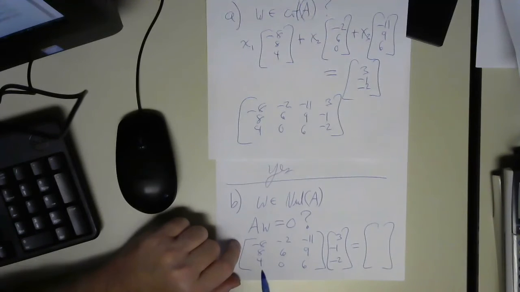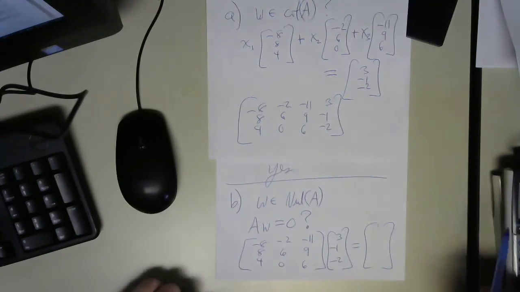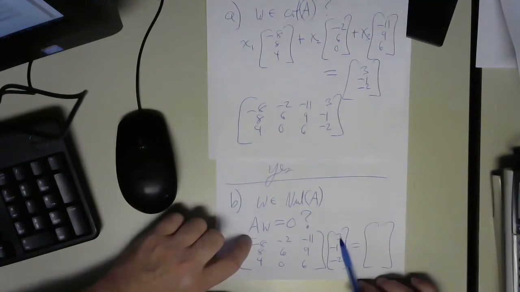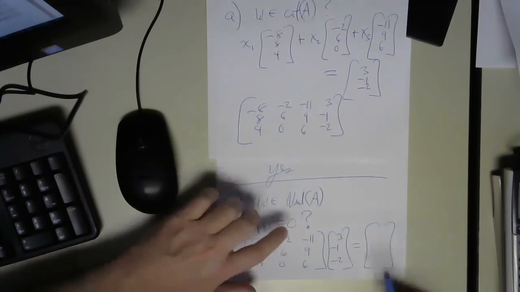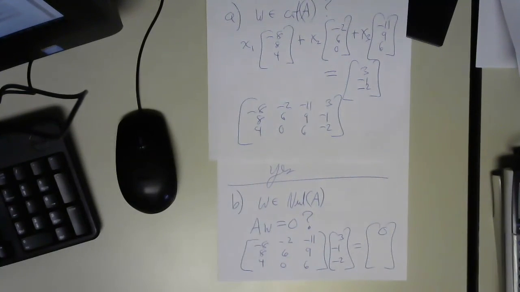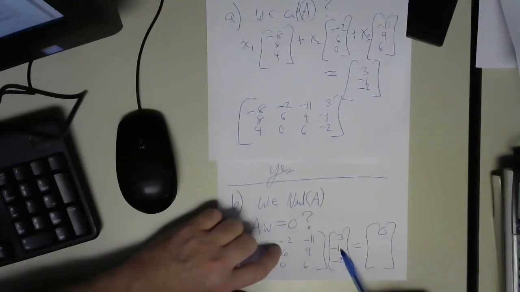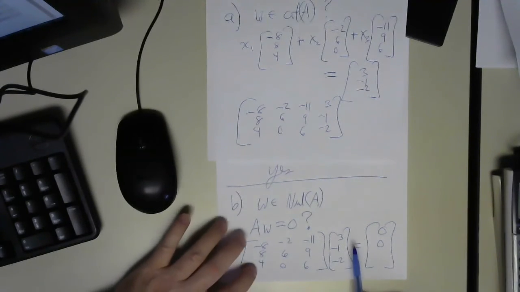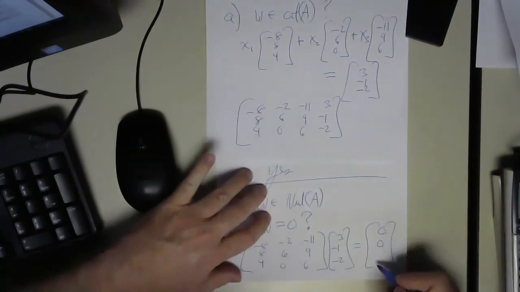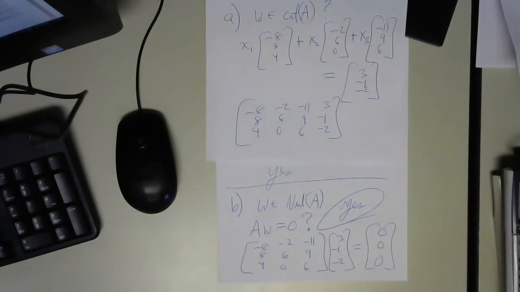So use matrix multiplication. Remember, it's row times column. And I might even need a calculator. Let's see. Negative 24 plus 2 is negative 22 plus 22. So far, so good. Second row, 24 minus 6, that's 18 minus 18. So far, so good. 12 plus 0 minus 12, it is in the null space. So it is possible for a vector to be in both the column space and the null space of a matrix.